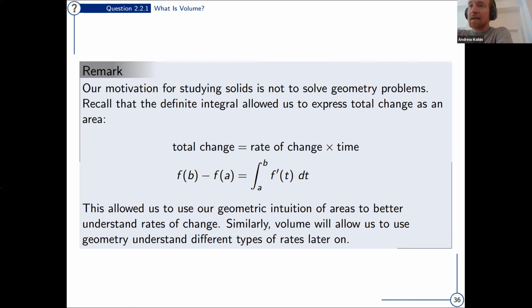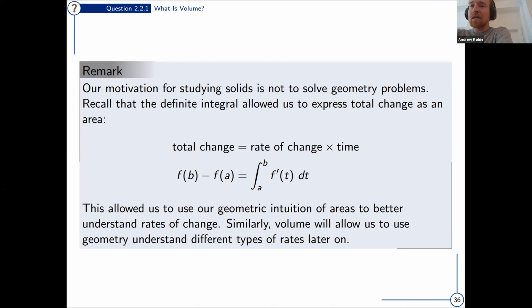However, in Calc 1, we learned that one interpretation of an integral, namely the integral of a derivative or a rate of change, is the total change or the total displacement of that function over the interval of x values or time values in this case. So we can use our geometric intuition of areas and ultimately volumes built up this way to better understand rates of change. That's sort of the first goal. It turns out this goes pretty deep, and we'll hang on to this for a while in this class.